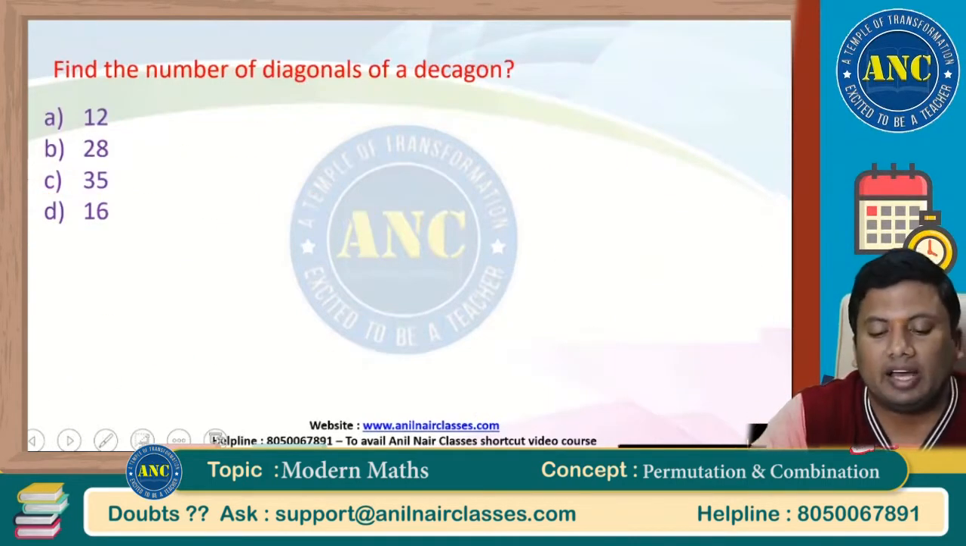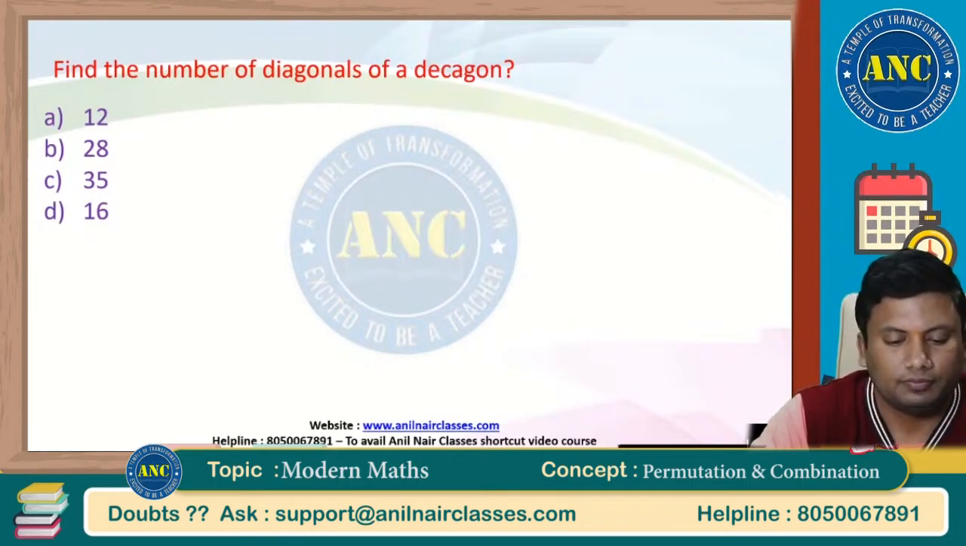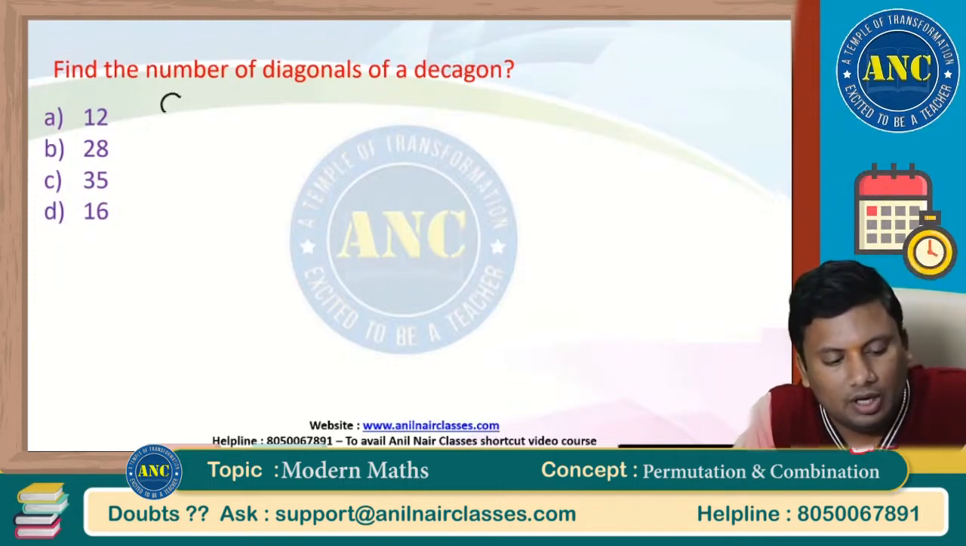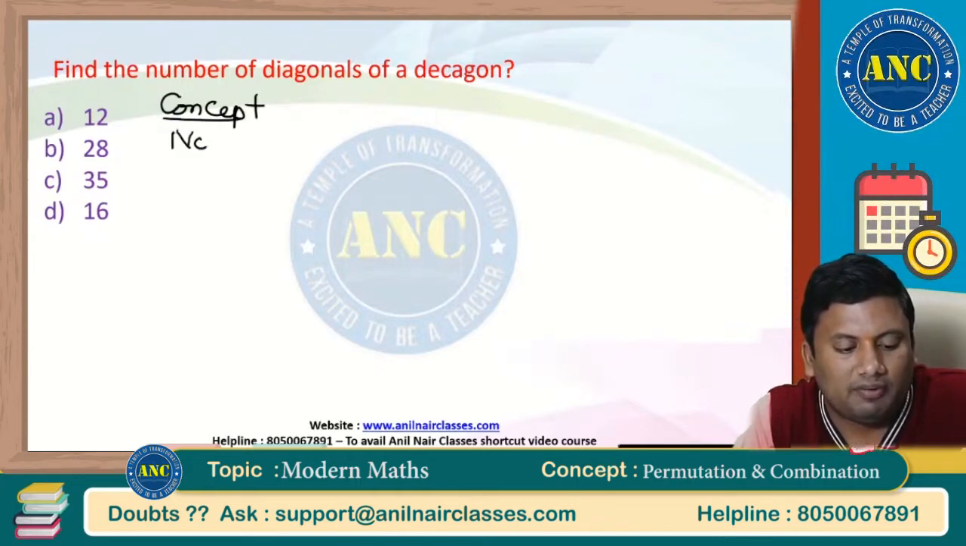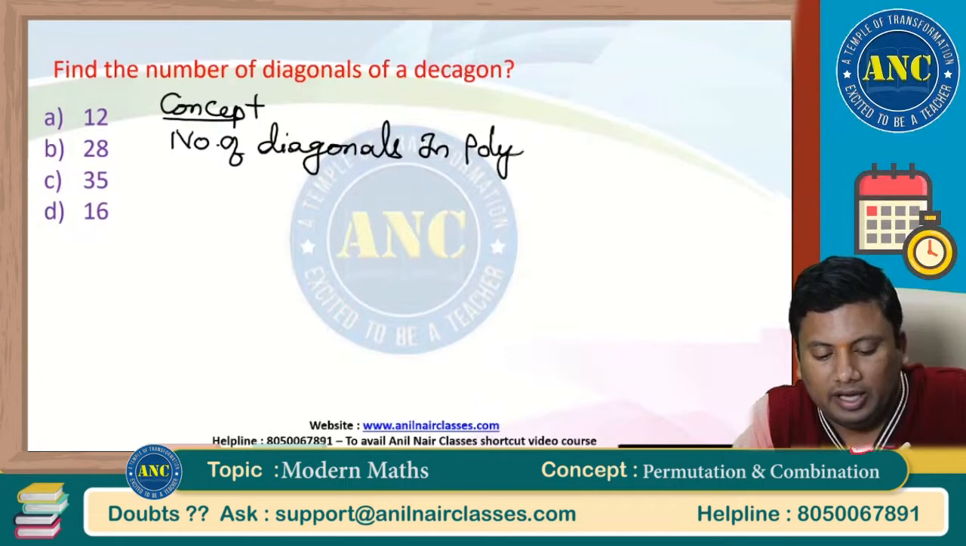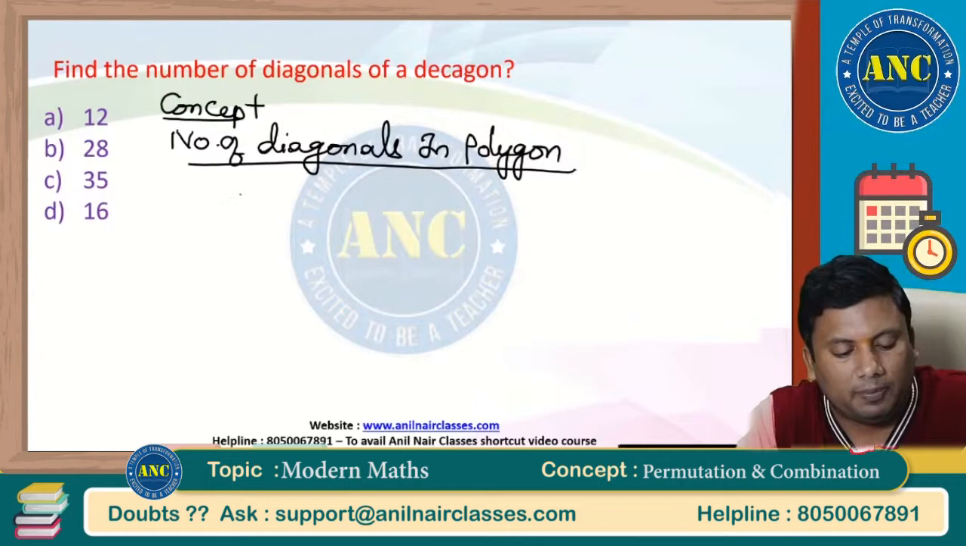To draw a rectangle, I require 2 horizontal lines and 2 vertical lines. Next one, concept. Please write down this concept. Number of diagonals in a polygon. How to determine the number of diagonals in a polygon?